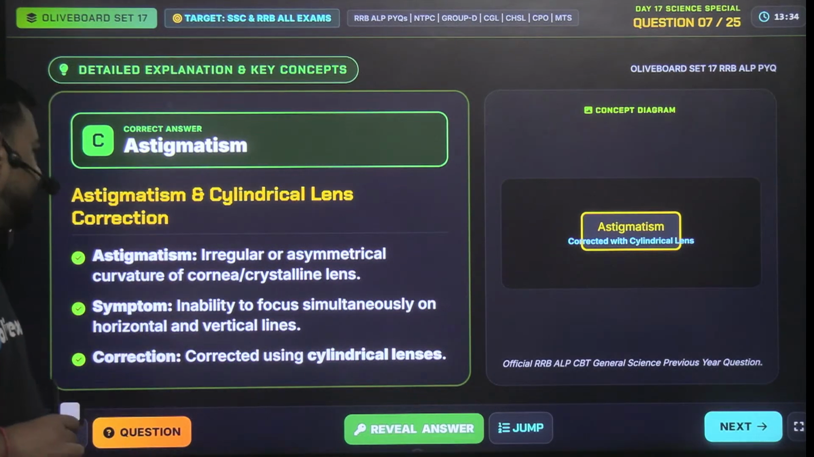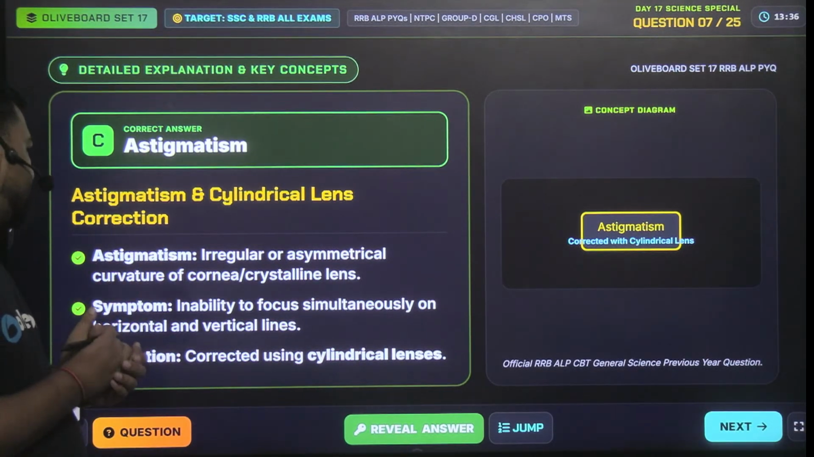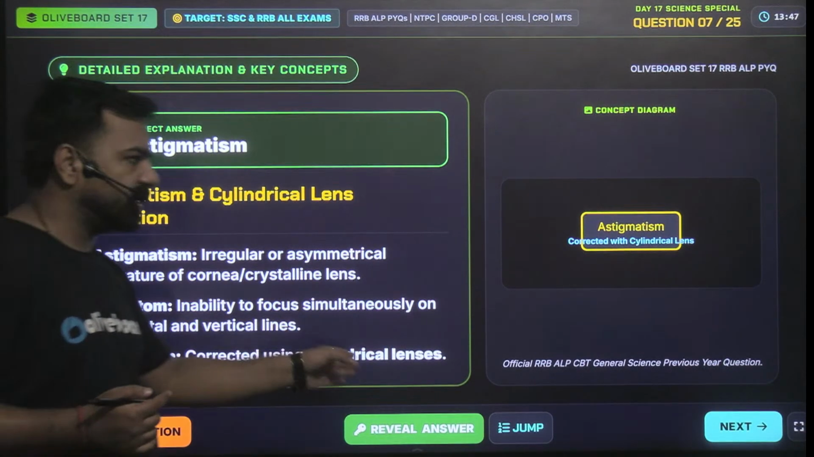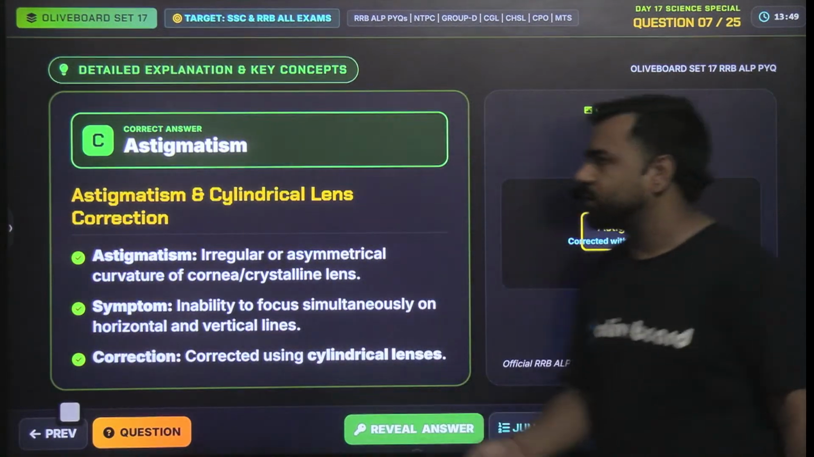So here astigmatism is the irregular or asymmetrical curvature of the cornea or crystalline lens. It is the inability to focus simultaneously on horizontal and vertical lines. It's corrected using a cylindrical lens, which we have already discussed. Okay, what's the next one?